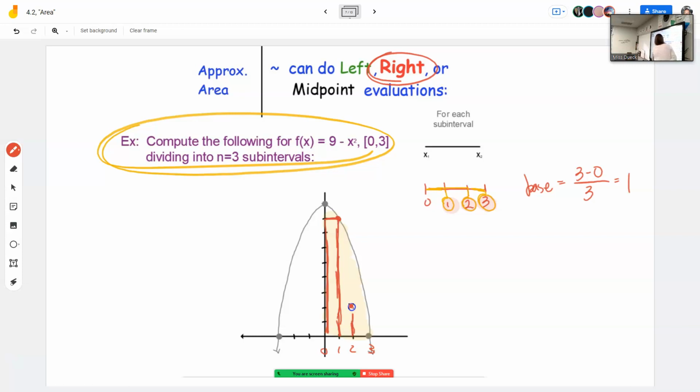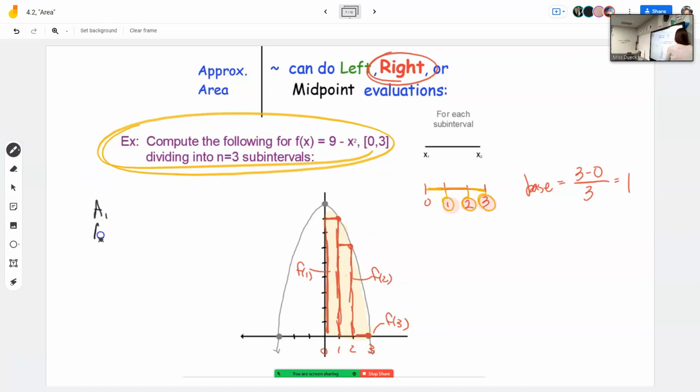Go up at 2 and hit. Go up at 3. Ah! 3 doesn't go up at all. I know, but I still have to use it. That's how the approximation method works. So I'm going to be using f of 1 for the height of this guy, f of 2 for the height of this guy, and f of 3 for the height of this guy, which is awkward in the picture, but in the math it's not awkward at all.